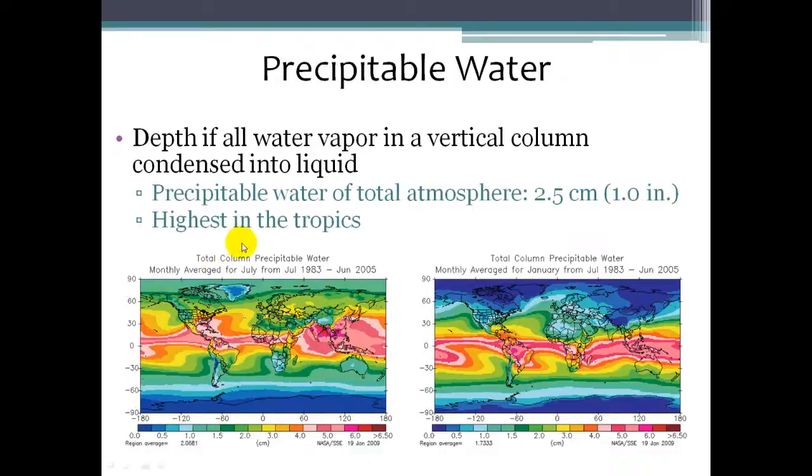There's more water vapor in the tropics, so we have higher amounts of precipitable water there. These two graphs show that. So here we have the precipitable water in the summer months, and you can see higher amounts in the tropical areas reaching up into the United States, and then precipitable water in the winter months.